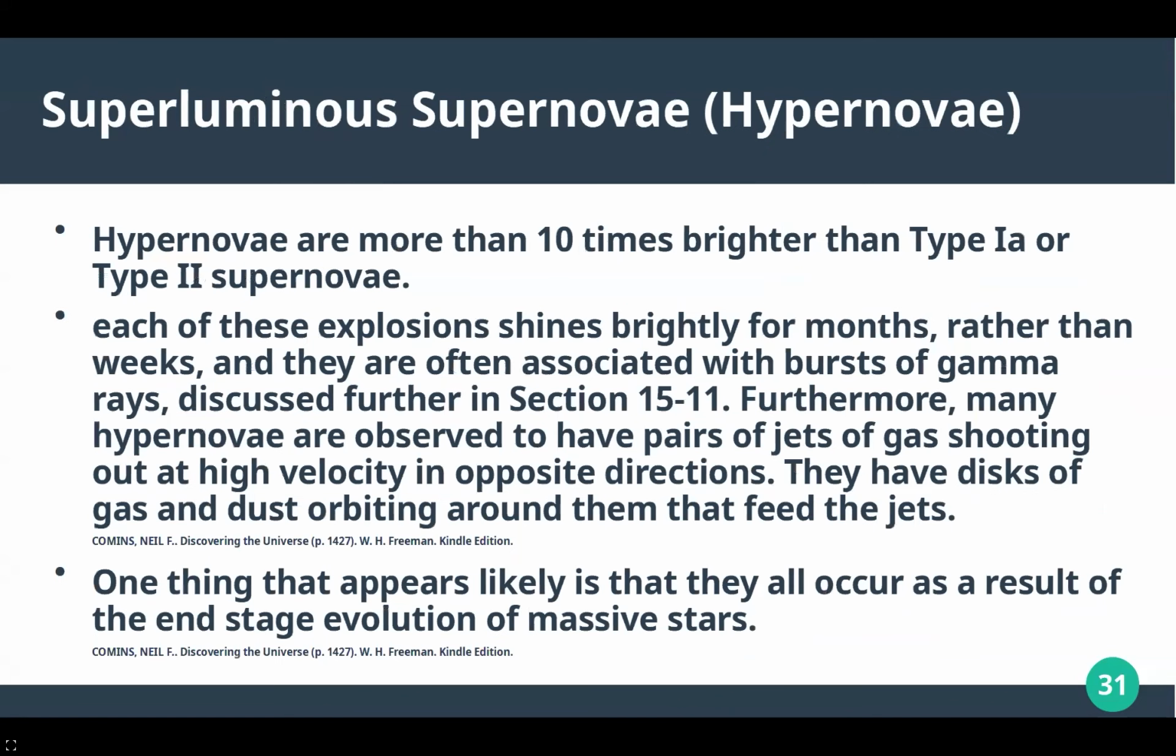Superluminous supernovae, or hypernovae, are more than 10 times brighter than Type 1a and Type 2 supernovae. Each of these explosions shines brightly for months rather than weeks, and they are often associated with bursts of gamma rays. Furthermore, many hypernovae are observed to have pairs of jets of gas shooting out at high velocity in opposite directions. They have disks of gas and dust orbiting them that feed the jets. One thing that appears likely is that they all occur as a result of the end-stage evolution of massive stars.